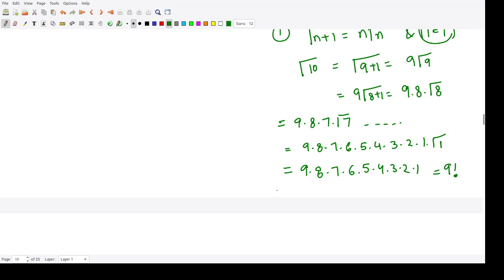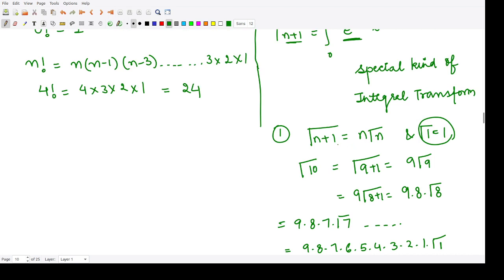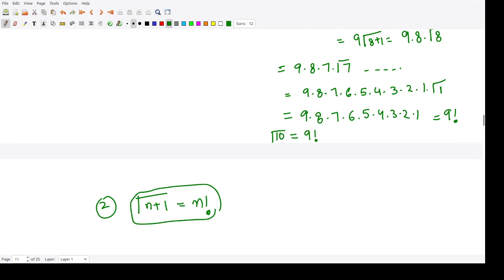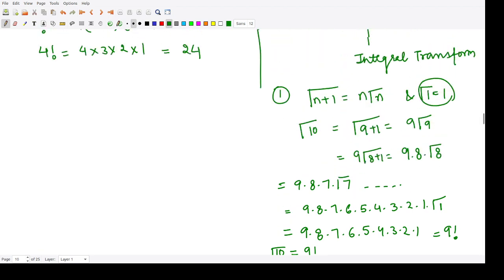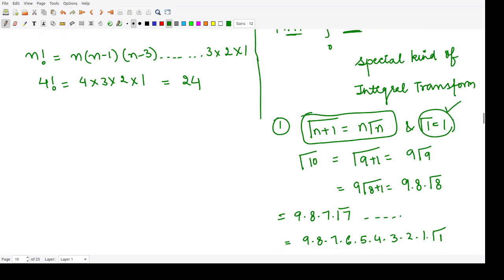So you saw that gamma of 10 is nothing but 9 factorial. From here we got another property: gamma of n plus 1 is nothing but n factorial. The first property was that gamma of n plus 1 is equal to n gamma n. The second property was that gamma of 1 is equal to 1.